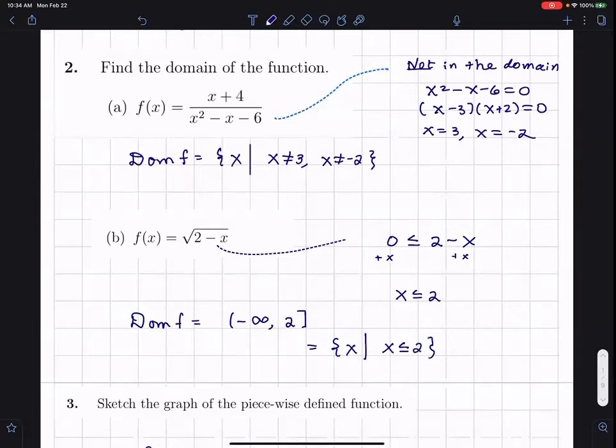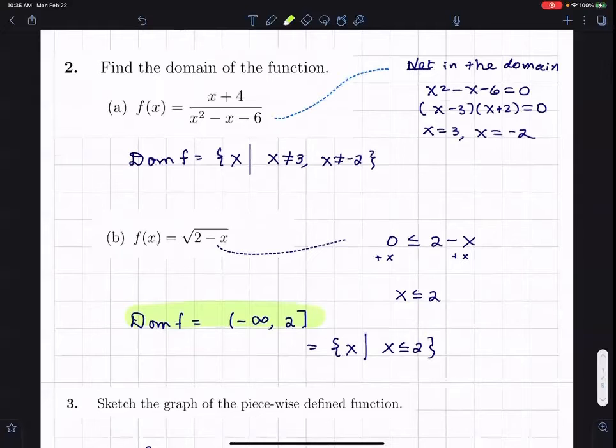You can double check by putting in some numbers less than 2, like 0. 2 minus 0, you can take the square root. That works. It's not a perfect square, but you can put in negative 2 for x. 2 minus negative 2 is 4. Square root of 4 is 2. So you can check your answer to some extent by plugging in numbers in the interval that I just wrote down.